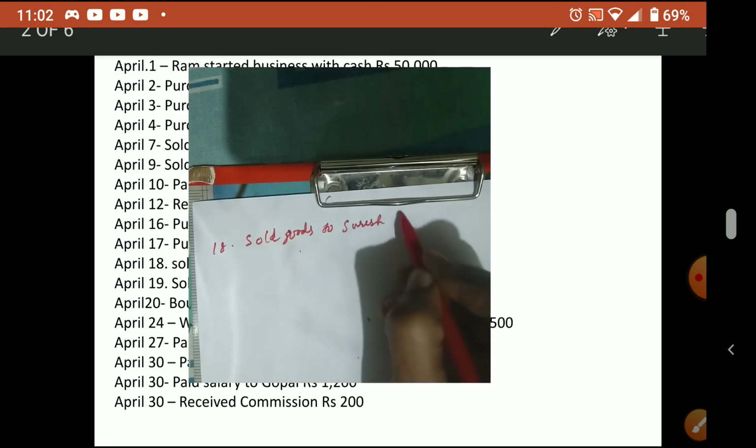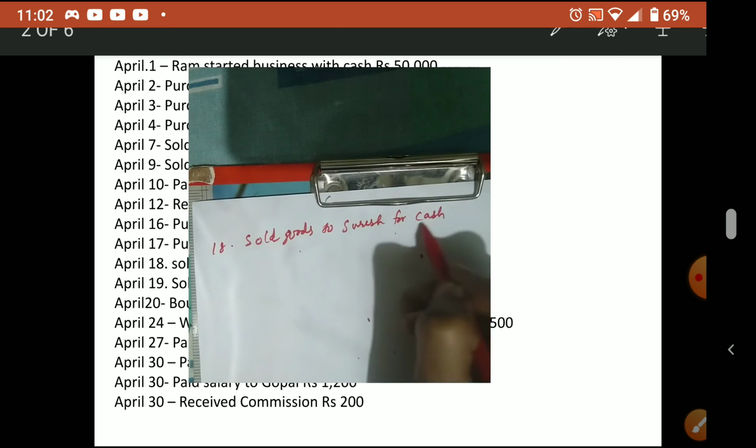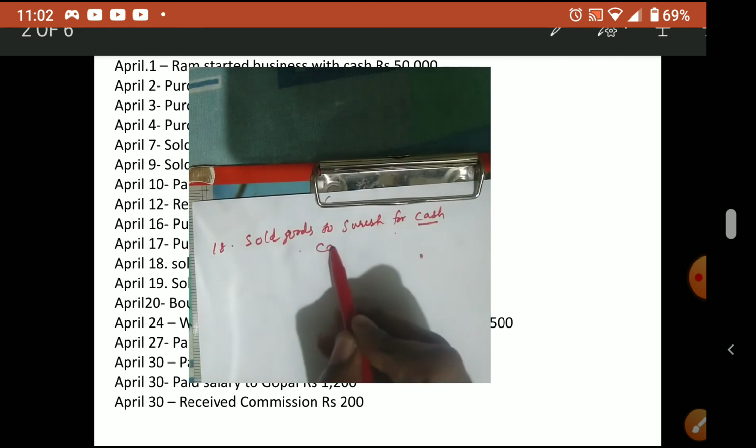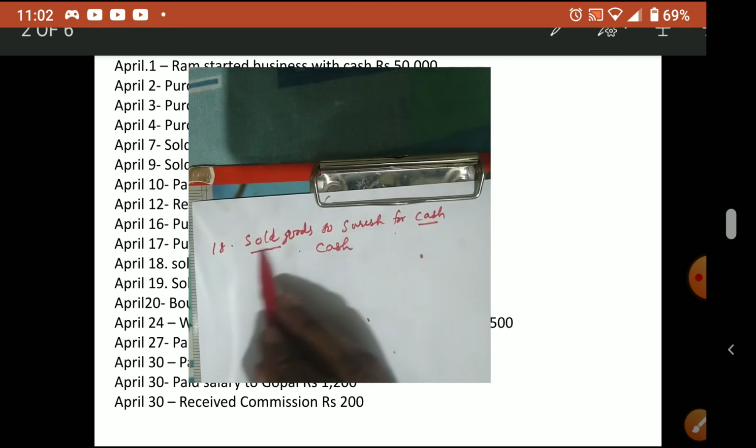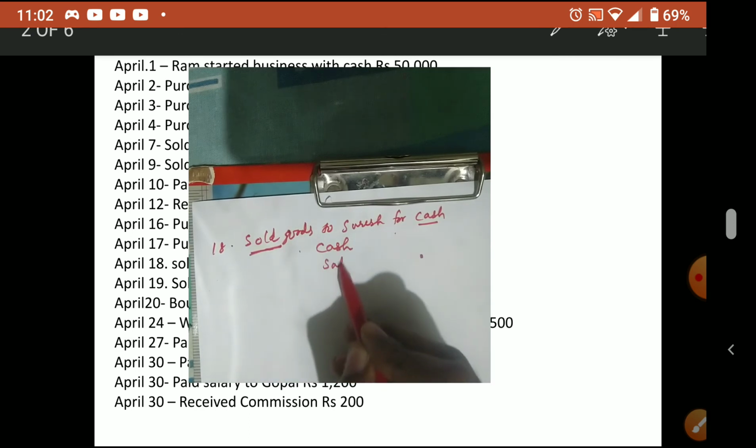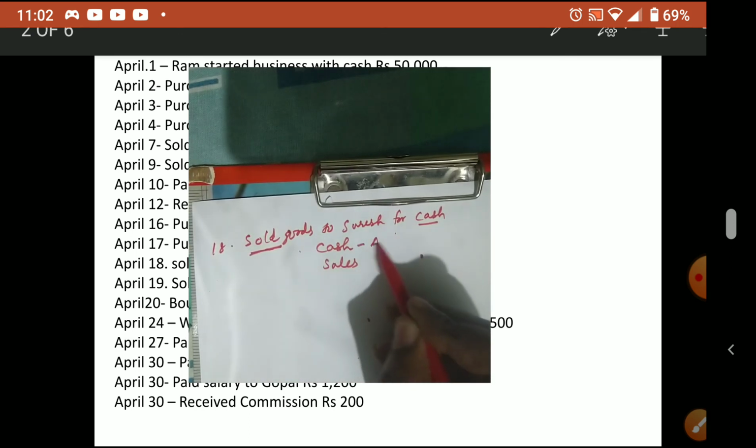Okay. So in the same way, next one is sales. Sold goods to Suresh for cash. So here also cash word is there. So one aspect will be what? Cash. What has been done is sales. So cash is what? Asset. When you sell goods, cash position will increase. So asset increase, debit.